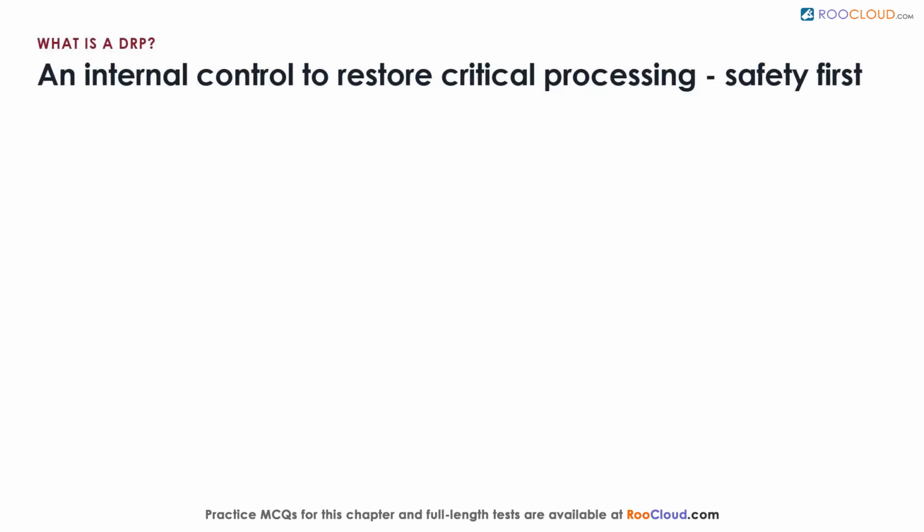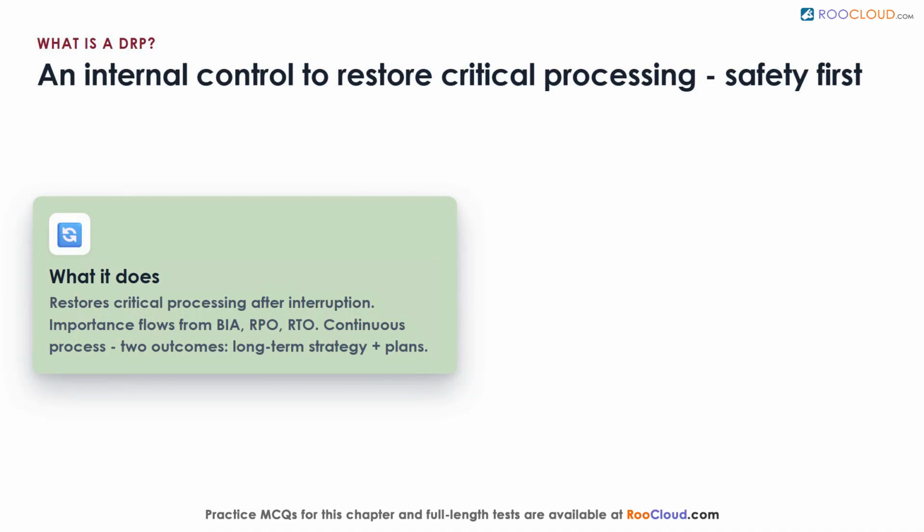So what is a disaster recovery plan? It is part of your internal control system for availability. Its job is to restore critical processing after an interruption. The aim is cost-effective controls that prevent and recover from disruption. An application's importance flows from the business process it supports. You define that importance through your impact analysis and recovery objectives. And this is a continuous process, reviewed and revisited over time.